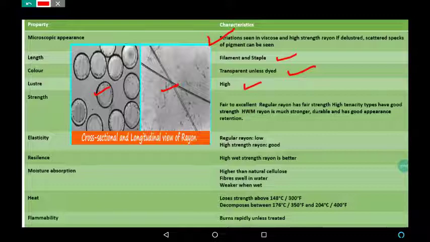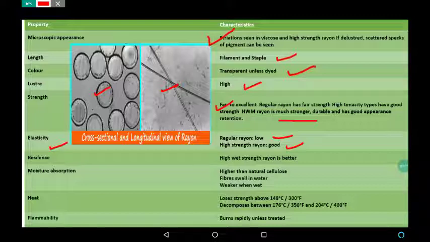Its color is transparent unless dye is used. It has high luster, and fair to excellent strength. Regular rayon has fair strength and high tenacity type has very good strength. HWM rayon is much stronger than viscose rayon. Elasticity: for regular rayon, its elasticity is low, and for high strength rayon, it has good elasticity.